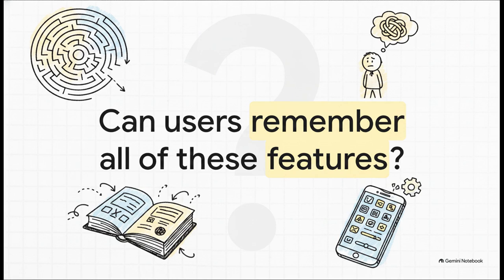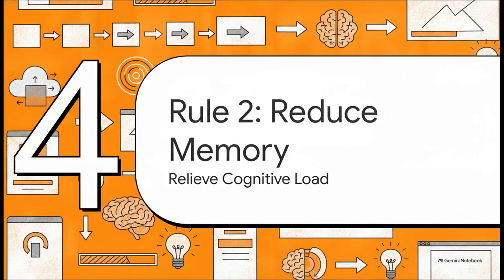But here's a massive trap. You could design a super customizable app that gives the user total control. But can they actually remember how to do it all? If someone needs to memorize a giant manual just to use your app, you've completely failed the next major pillar. Which brings us to Section 4. Rule number 2, reduce memory load.